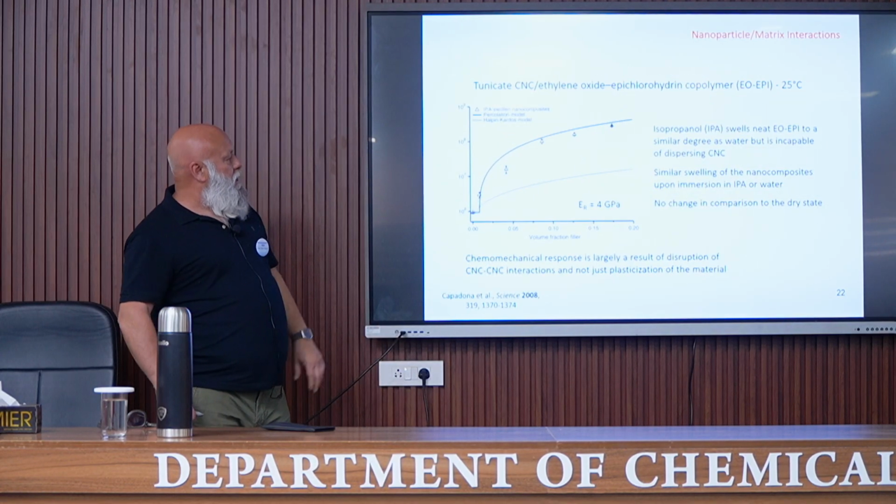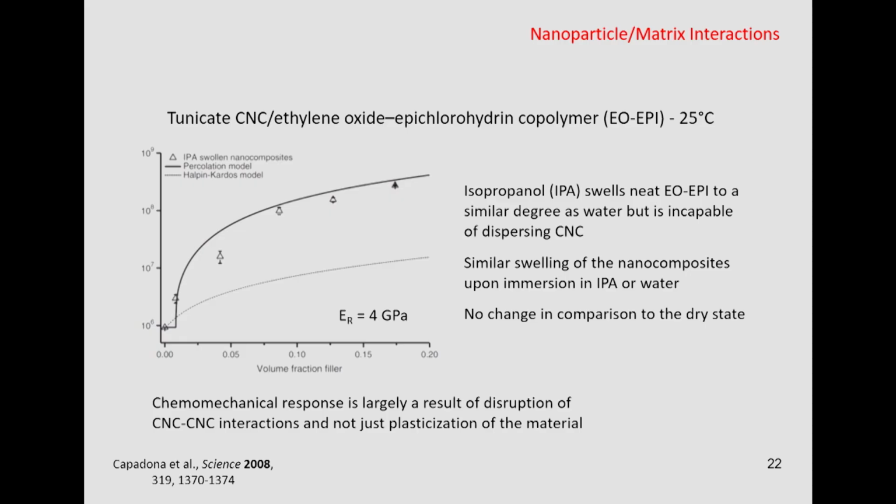And so to see that it's really this phenomenon that was involved, he tried to swell the material in isopropanol instead of water, because isopropanol swells the copolymer similarly to water, but it cannot disperse the CNC. And you can see the result. For the materials that were swollen in isopropanol, we keep the same stiffness.